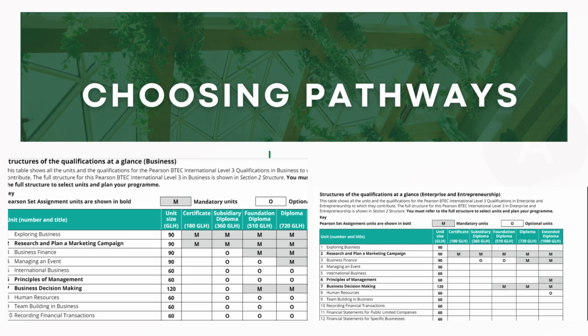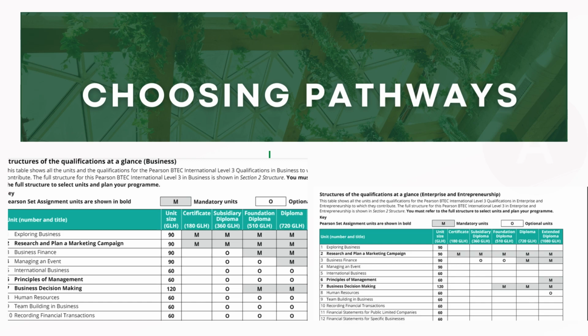It is also important for you to understand the rules when choosing pathways within a specific course. If you decide to choose a specific pathway in a qualification, please be mindful that each pathway will have their own list of units and rules of combination.